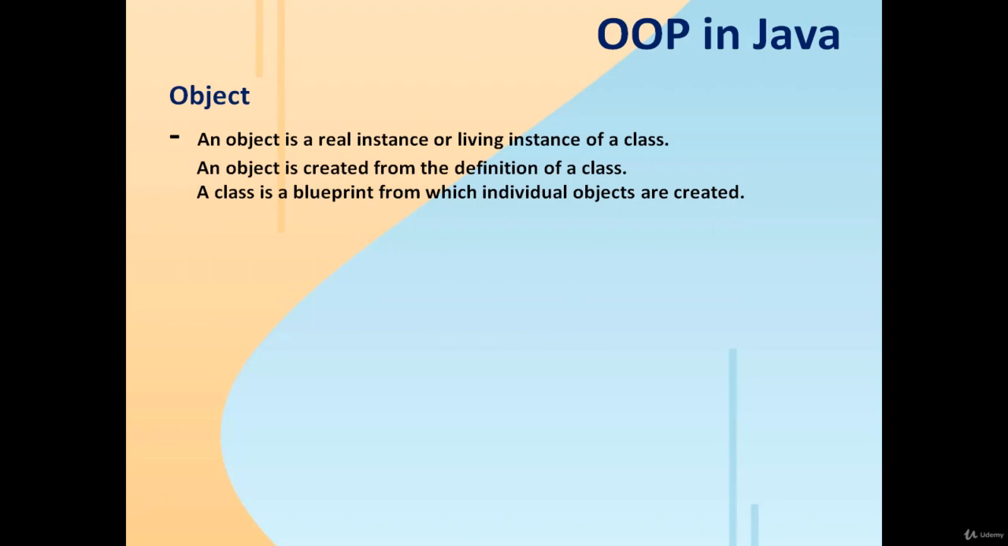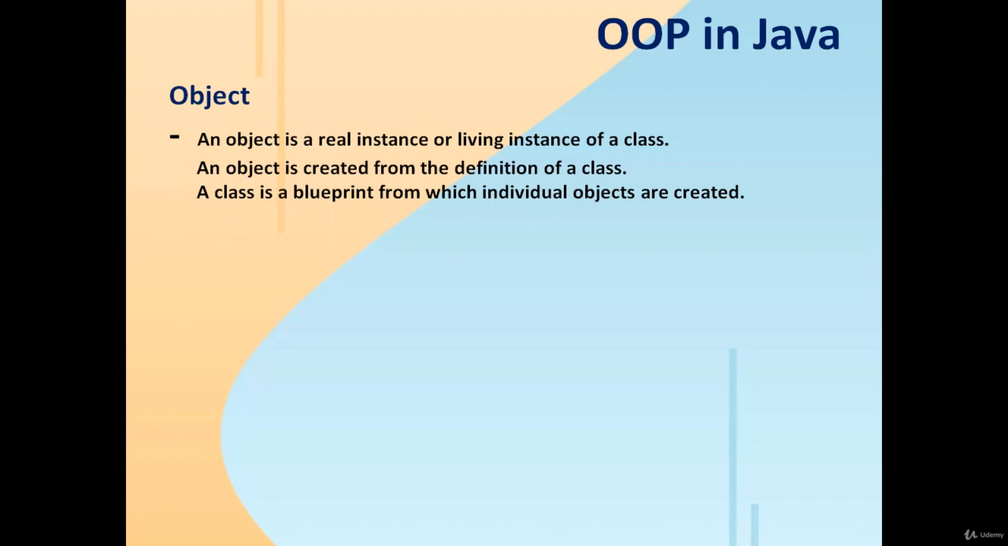Now when you talk about an object, we've seen an employee. We created an employee type data, that is the class. Now I am an employee. My name is Sunil. I have got my own employee number. I have got my own salary. I have got my own designation. So I am an employee type.